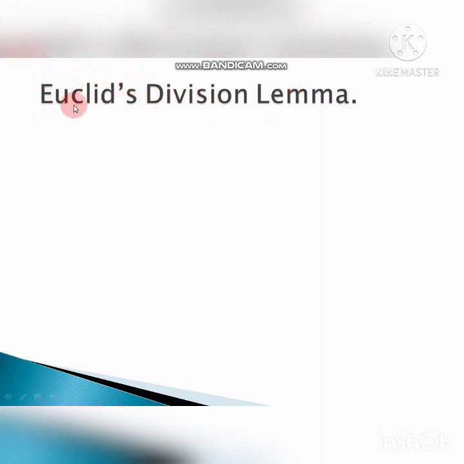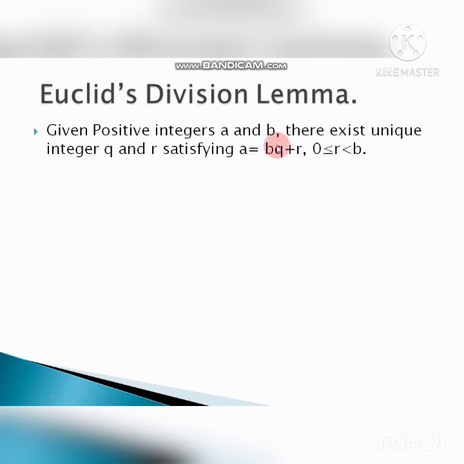Now it is given by the mathematician Euclid, that's why his name is given, Euclid's, and this lemma is based on division, that's why it is called Euclid's division lemma. So what is Euclid's division lemma? Given positive integers a and b, there exist unique integers q and r satisfying a = bq + r, where r is greater than or equal to 0 and less than b.